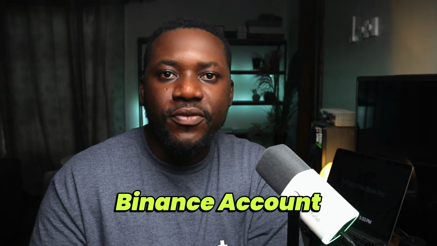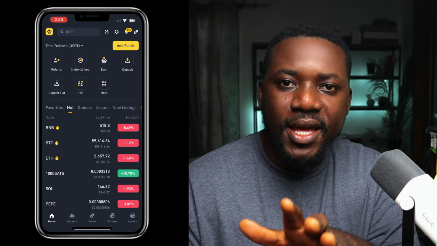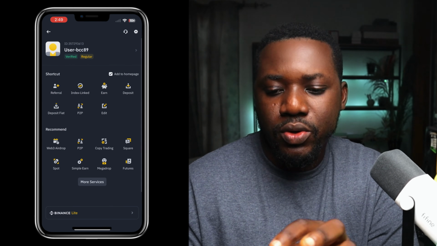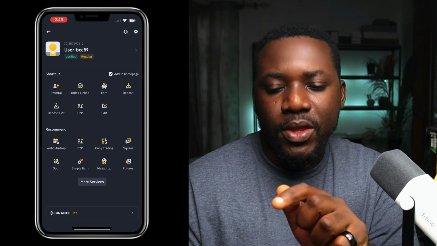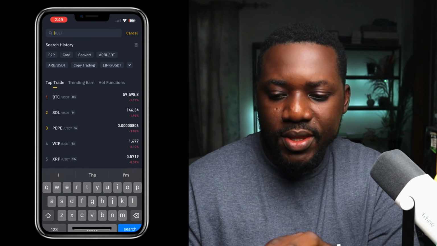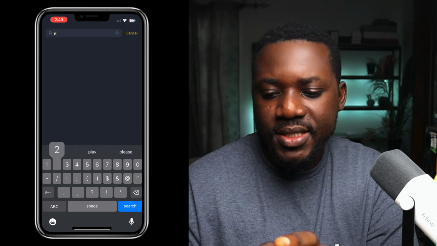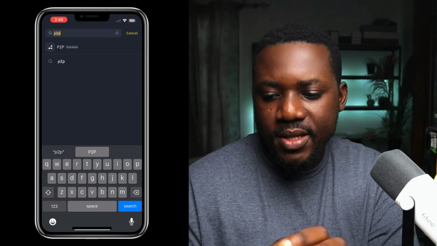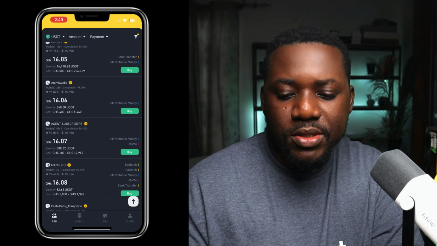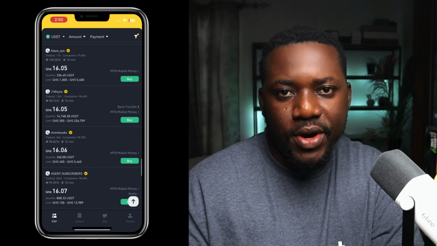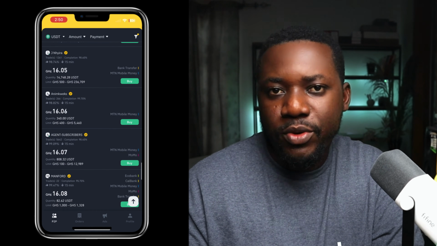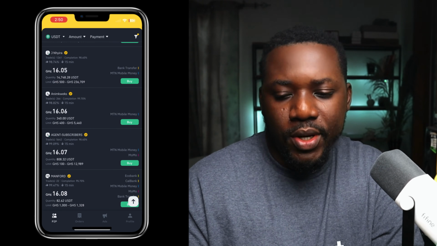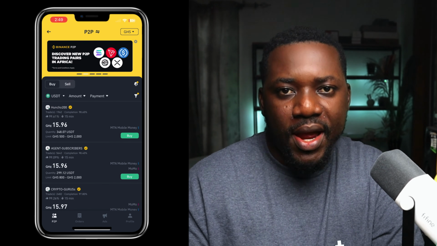Now, for you to be able to access the Binance P2P dashboard, you need a Binance account. So if you don't have one, you should go ahead and create one for yourself. On Binance, you should check if your account is verified. If it's not, you should go ahead and verify your account. So after verification, over here in the search box, just search for P2P and then tap on that. As you can see, this is the P2P section of Binance. If you come on here, you can buy crypto from people, and if you have crypto, you can also sell to people right from this section.